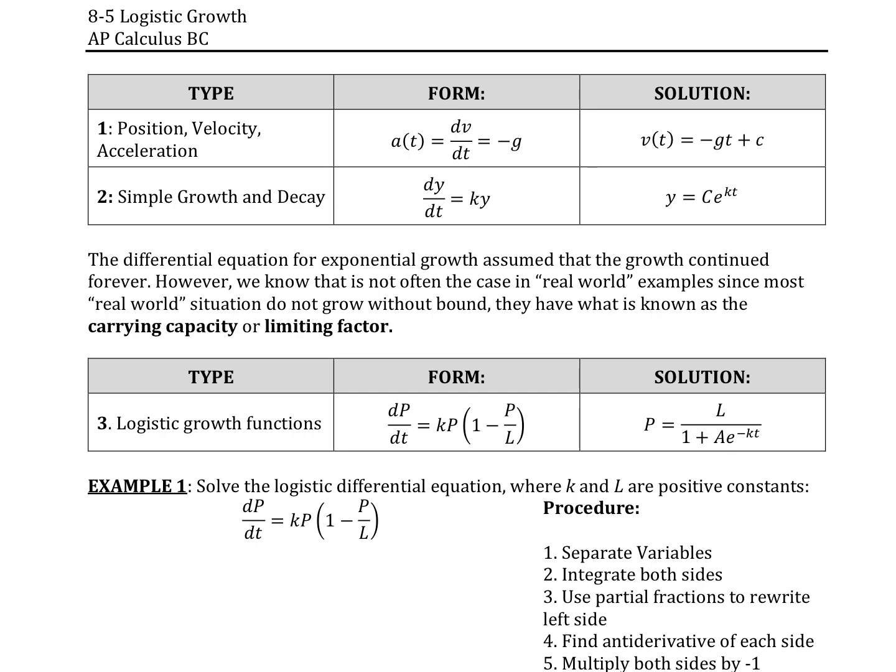These are out of order. Simple growth and decay that we've already looked at. That dy dt equals ky, we get that form y equals ce to the kt.